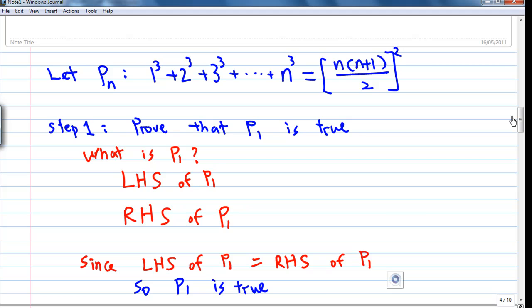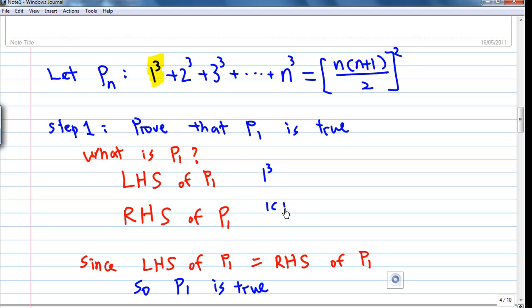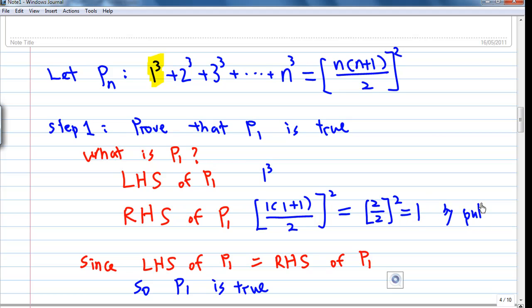What does it mean by P1 is true? The left-hand side of P1 is 1 to the power 3, so we can write the left-hand side of P1 is 1 cubed. The right-hand side of P1, when you put n equal to 1 inside, you get 1 times 1 plus 1 over 2, then squared. Then what is it equal to? It is 2 over 2 squared, which is also 1, by putting n equal to 1 into the right-hand side.